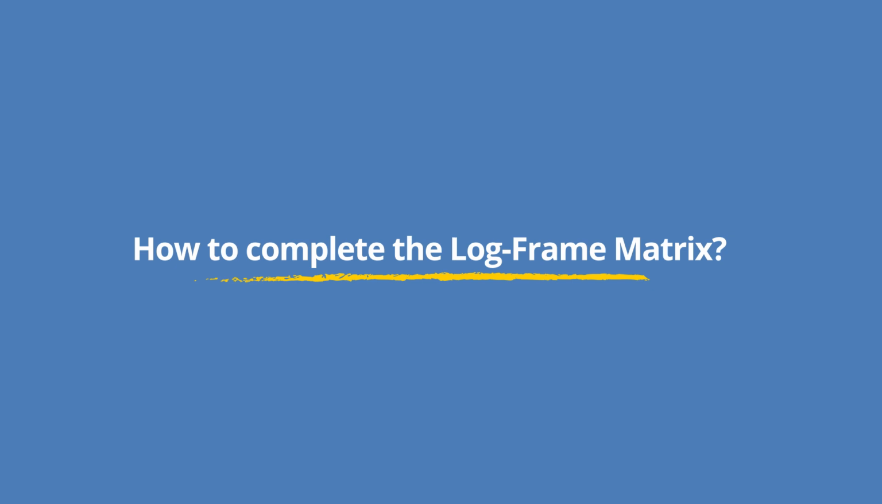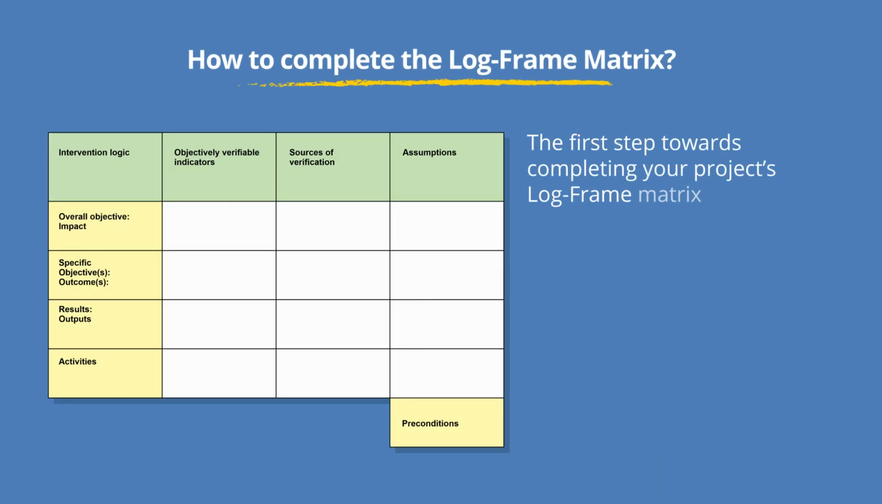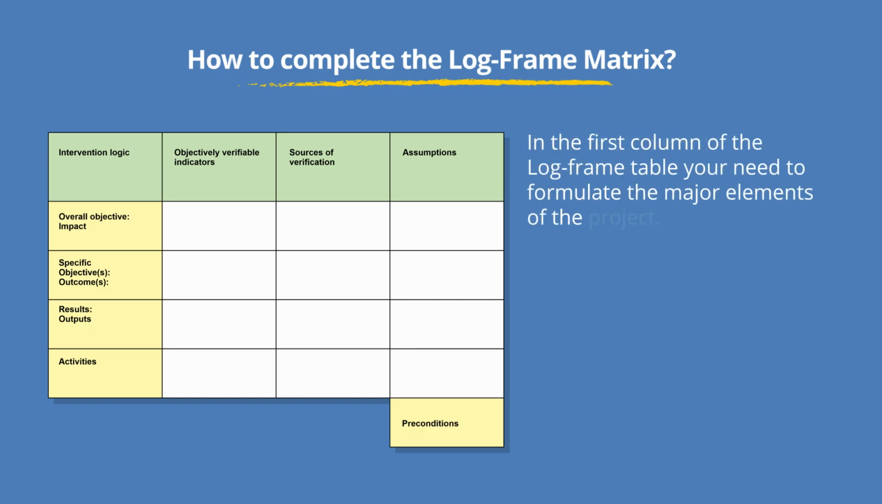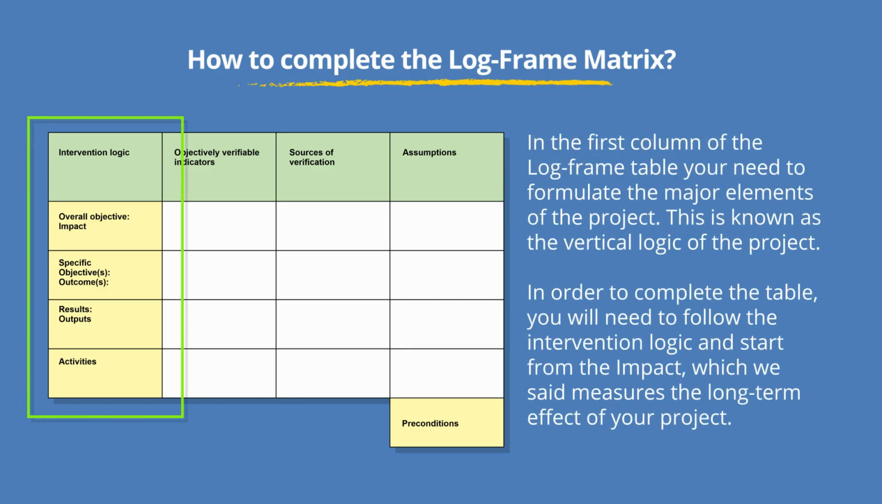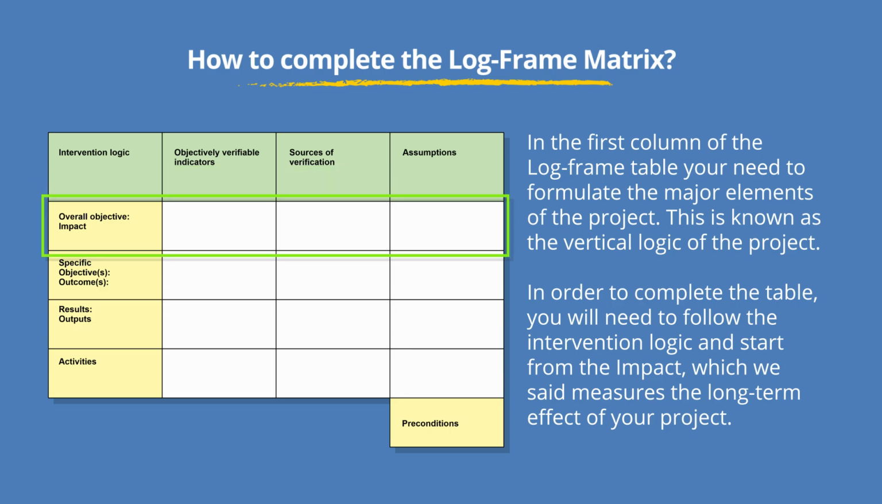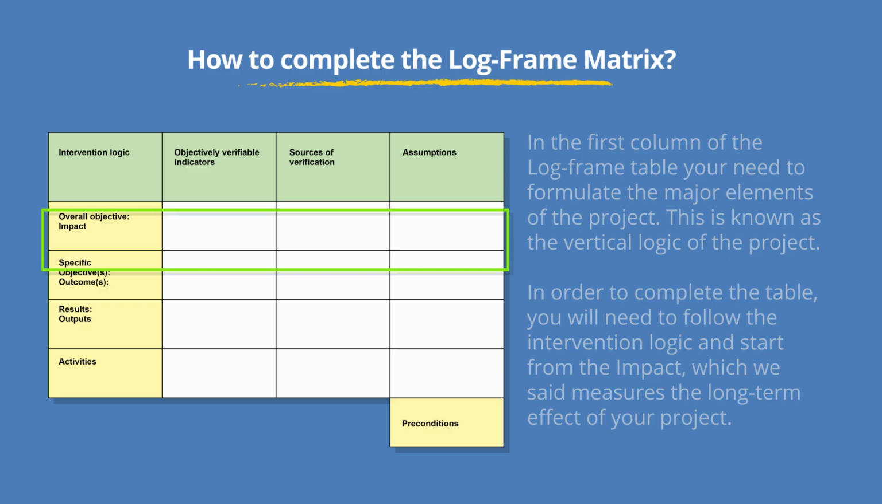How to complete the log frame matrix? The first step towards completing your project's log frame matrix is the definition of the intervention logic of your project. In the first column of the log frame table, you'll need to formulate the major elements of the project. This is known as the vertical logic of the project. In order to complete the table, you will need to follow the intervention logic and start from the impact, which we said measures the long-term effect of your project.